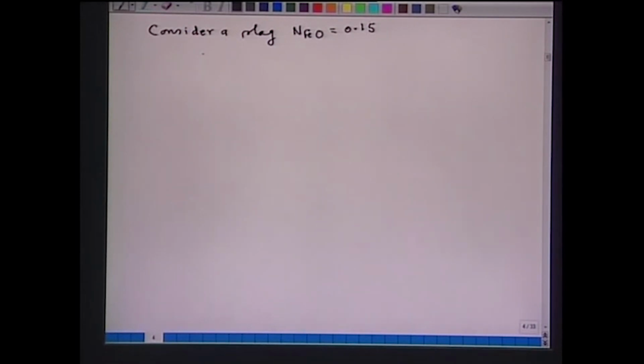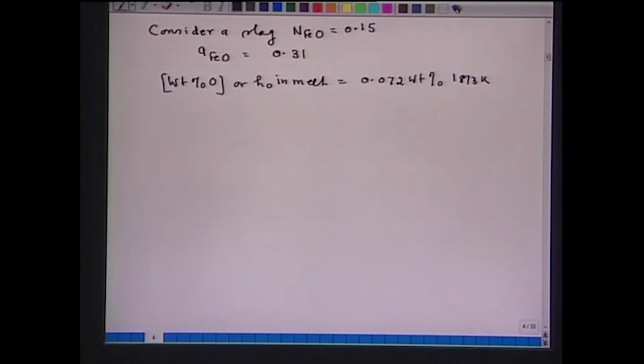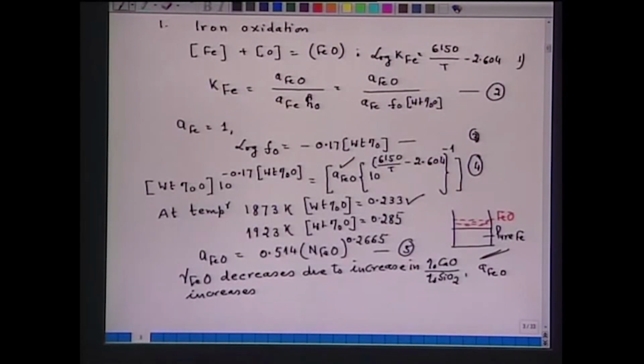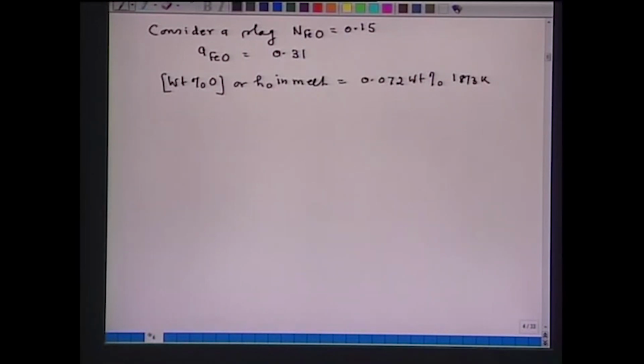Now, we can determine the activity of FeO from equation 5. The activity of FeO from equation 5 comes to be equal to 0.31. Now, the weight percent oxygen, or %O in melt, will be equal to 0.072 weight percent at 1873 Kelvin. What you have to do is simply multiply the value of the activity of FeO, 0.31, with this 0.233. When you multiply this, you get 0.072 weight percent at 1873 Kelvin.